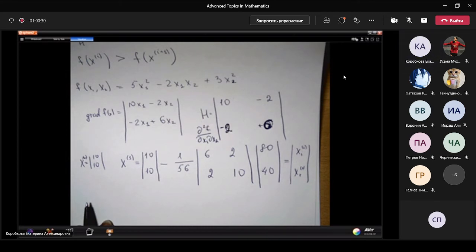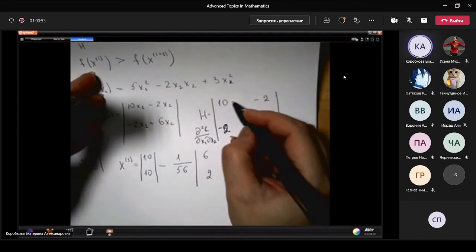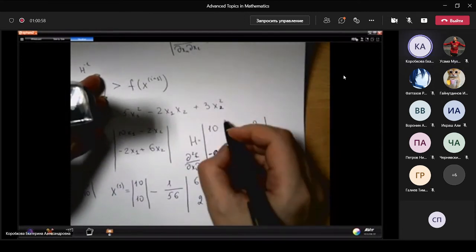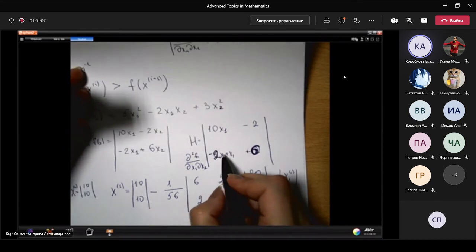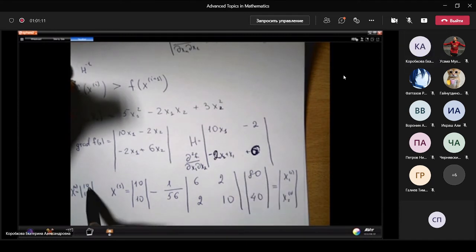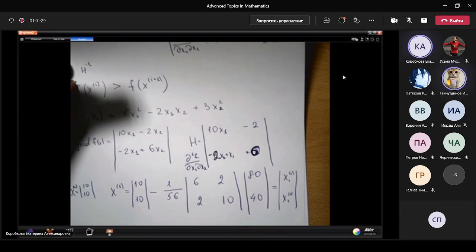So, some questions? It seems pretty clear. What will happen with the H matrix if we have, for instance, the fourth power or third power? It will include some X values. For example, x1, x2 plus x1. And you just should put the values in the initial point here as well. As with the gradient, you use values from the point in the previous step. And then you have just the numbers. Okay, now it's clear.